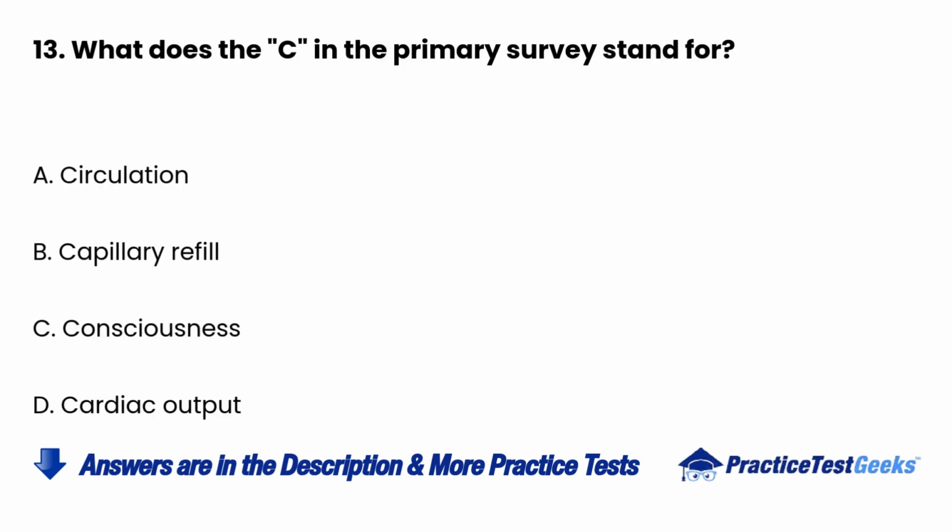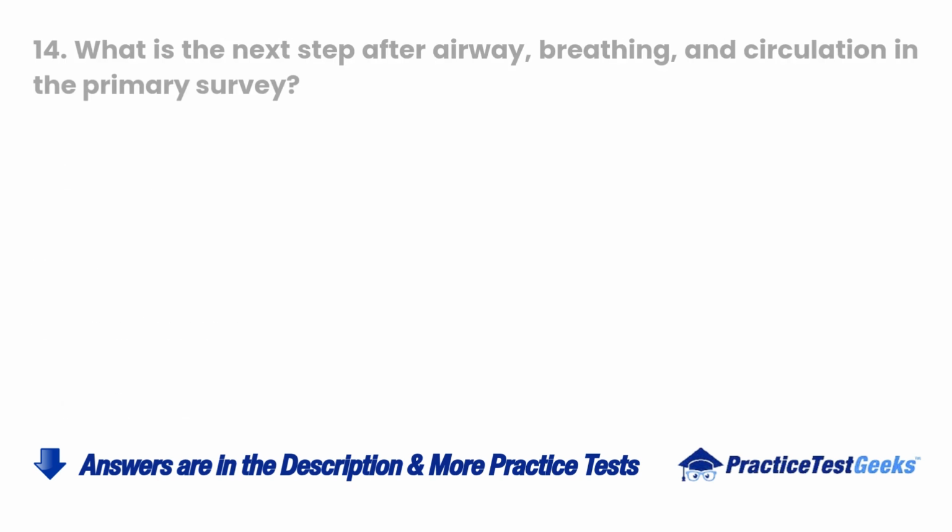13. What does the C in the primary survey stand for? A. Circulation. B. Capillary refill. C. Consciousness. D. Cardiac output.